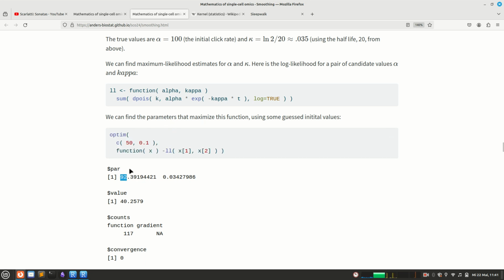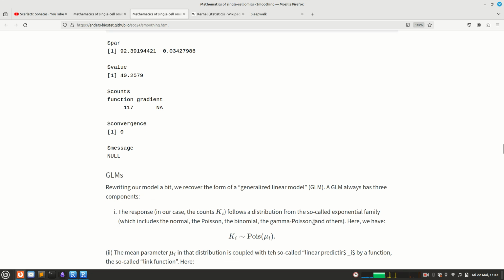It says I got the highest likelihood values for alpha is 92 and kappa is 0.03, which is quite nice because our real alpha was 100 and our real kappa was 0.0305. And the value of the likelihood here is 40. The optim function has this habit that it can only minimize, it cannot maximize. That's why I put a little minus here in front of my likelihood, because I want to maximize the likelihood. And as you can see, it had to make 117 tries to find this maximum, and then it decided that it found the optimum.